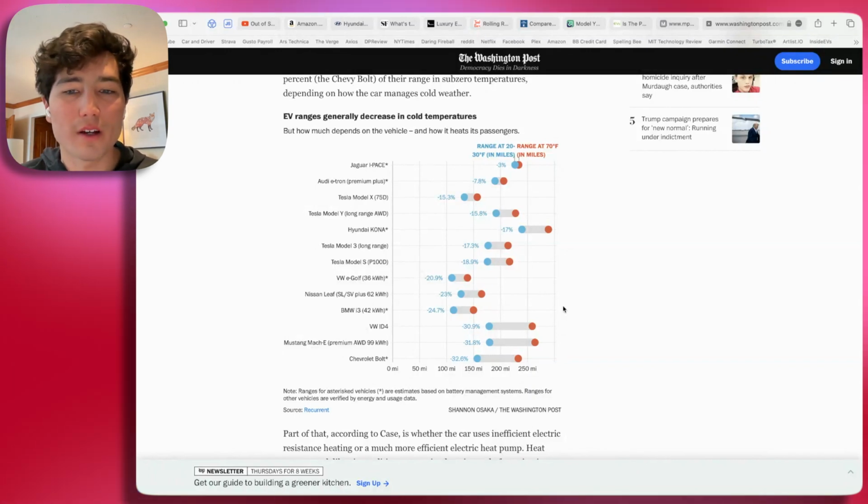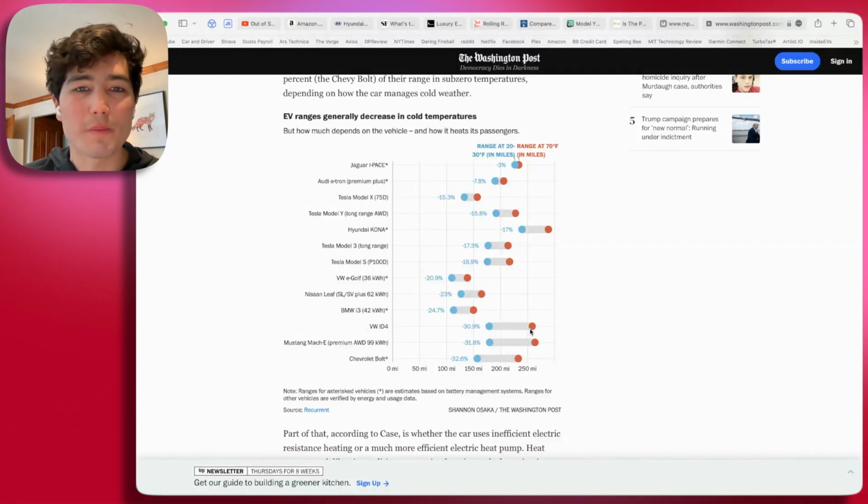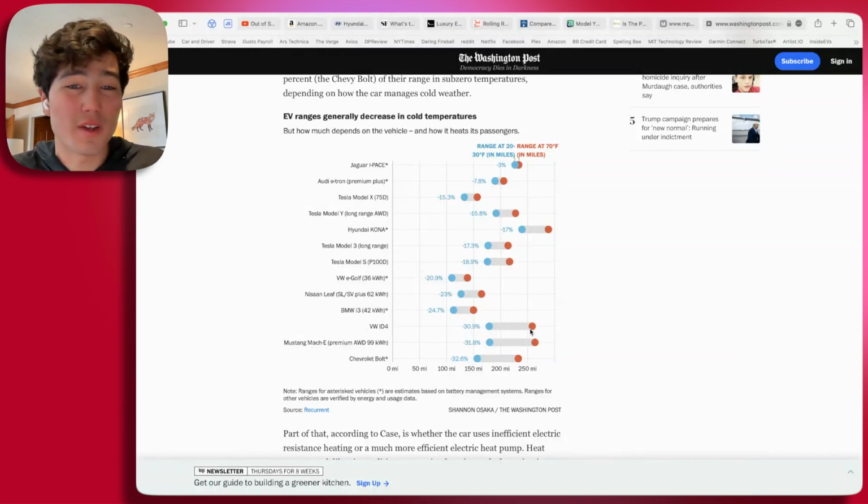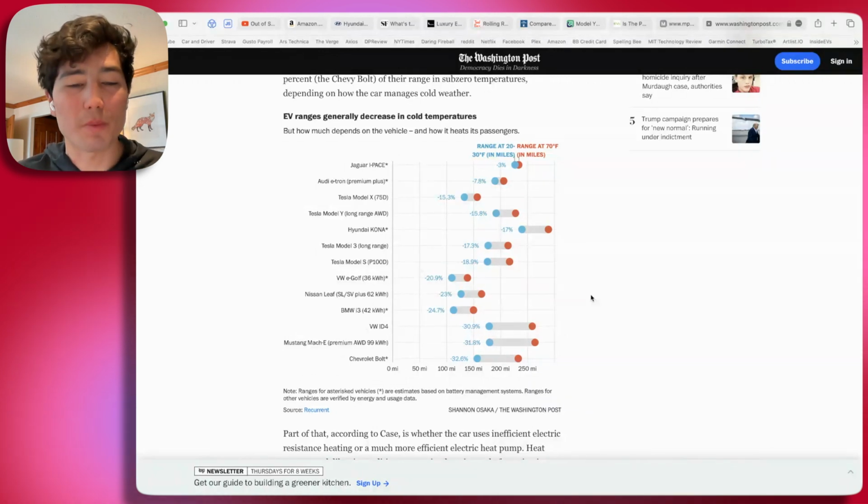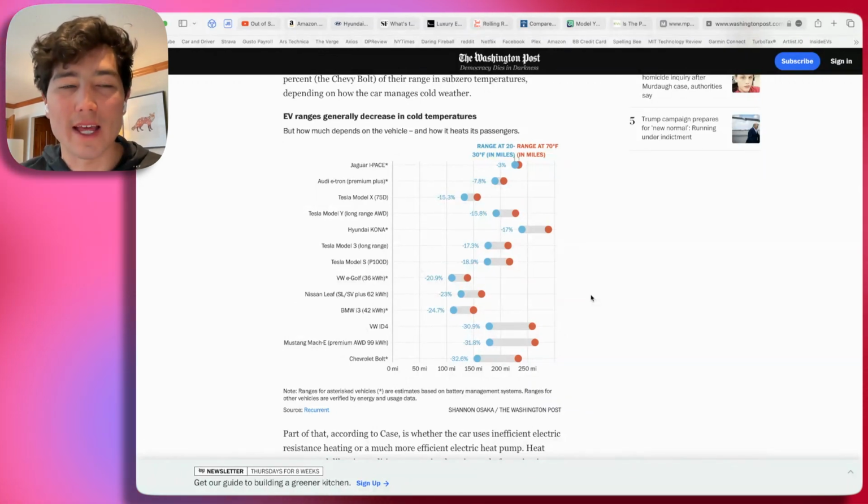And you can find this interesting graph that the Washington Post made doing some research, that for certain cars, they lose a lot more range in winter than others. And the trend tends to be that cars with heat pumps lose a little bit less of their range because the heat pump is more efficient for getting that cabin hot.